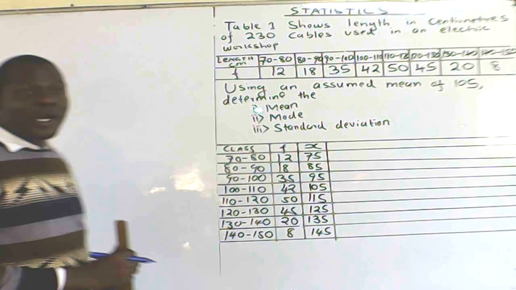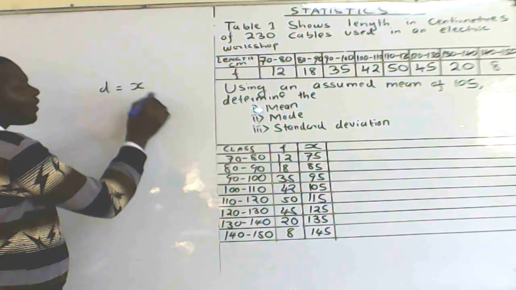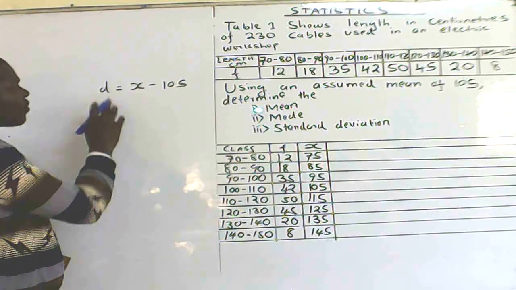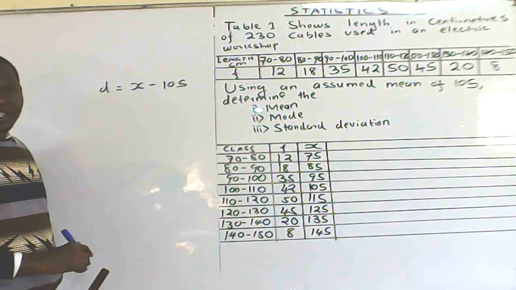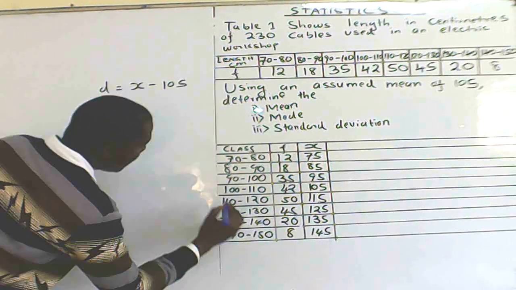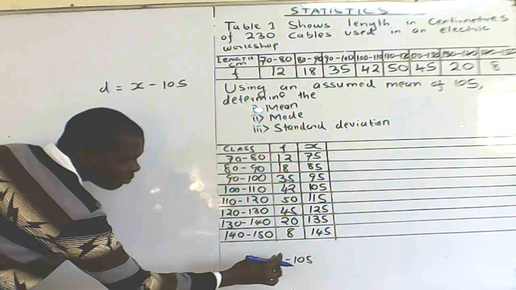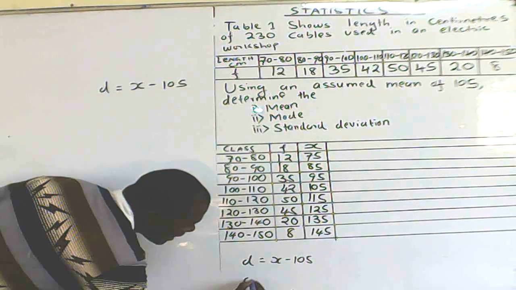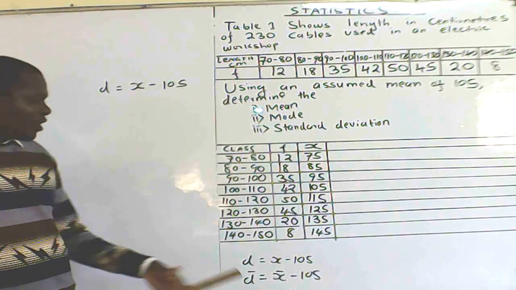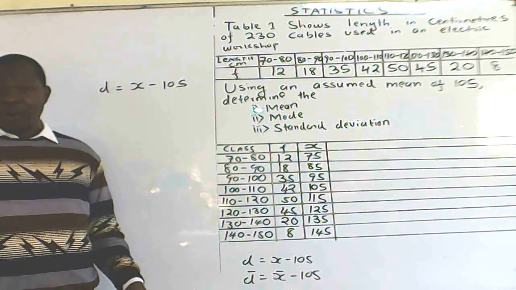We are told the assumed mean is 105, so we need a new variable d. The new variable d is the current variable x minus the assumed mean. So d is x minus assumed. If you put a bar on top of d, you put a bar on top of x, meaning d bar is x bar minus 105, because the mean of 105 is just 105. So d bar is x bar minus 105.